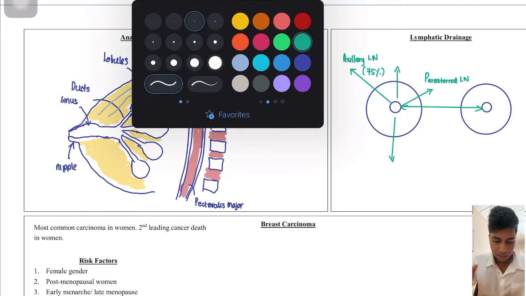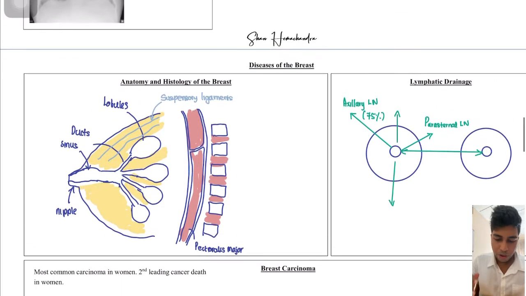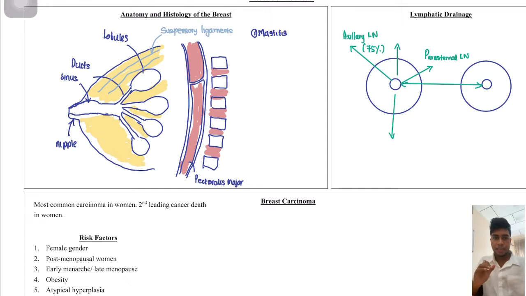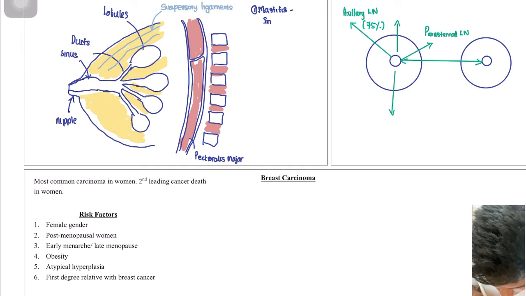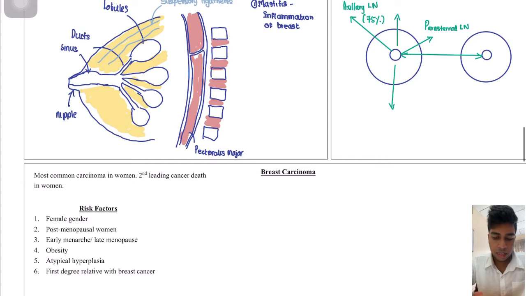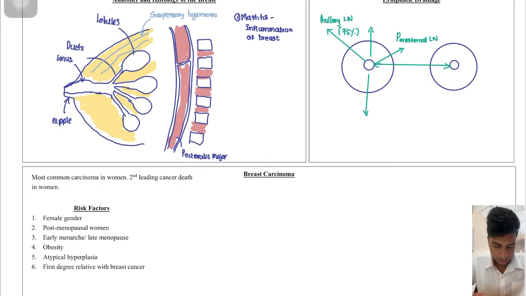Now we will start the diseases of the breasts. Okay. First, I want to introduce you to a word which is called mastitis. M-A-S-T-I-T-I-S. So what does mastitis mean? It means inflammation of the breasts. Okay. This is usually due to an infection, especially in women who are breastfeeding. Okay. Mastitis is an inflammation of breast. It's usually due to an infection, especially in women who are breastfeeding.